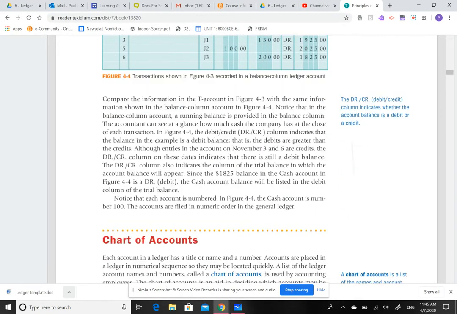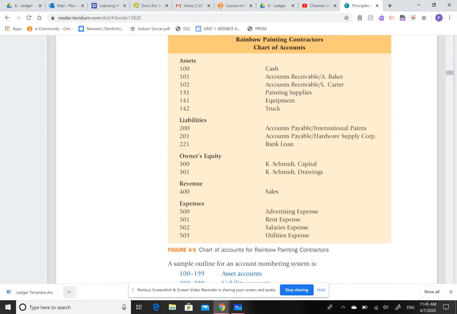I wanted to point out that the chart of accounts is where I got all those 100s and all those numbers. This is what you would be given on a big question. You'd be given the chart of accounts, and that's where you get the numbers. Cash is 100. That's just the account number. Accounts receivable for A. Baker is 101, L. Carter is 102, and so on. These are all basically arbitrary. We just start with 100 for cash and go up from there, 101, 102, 103, and so forth. Same thing with liabilities, owner's equity being 300s, revenues are 400s, and expenses are 500s.